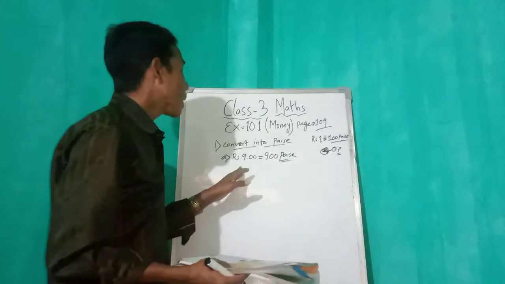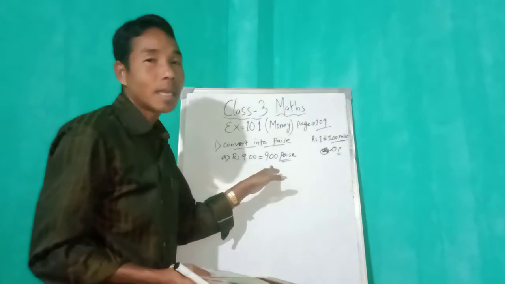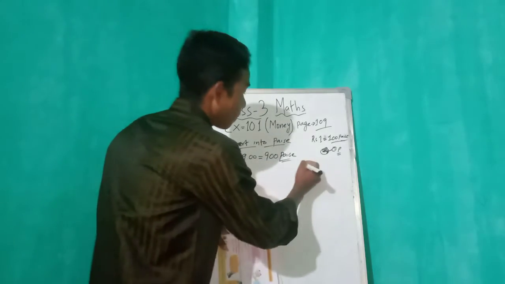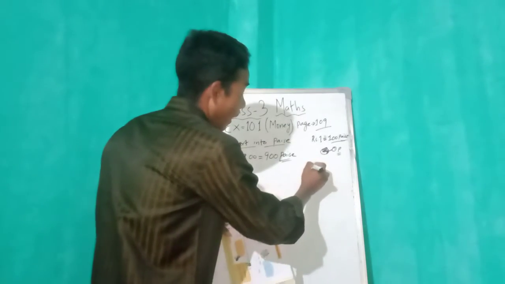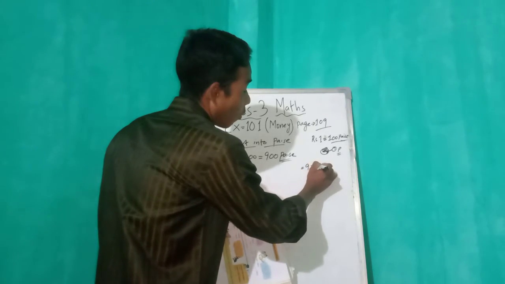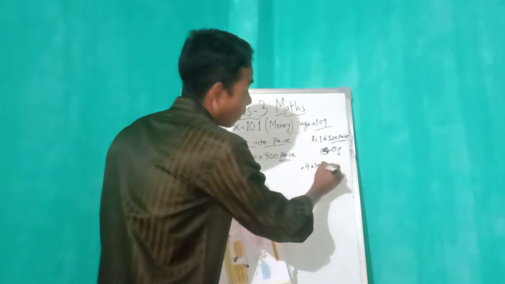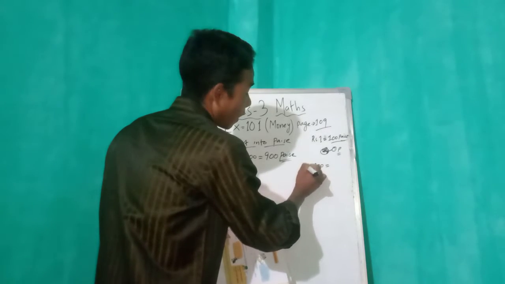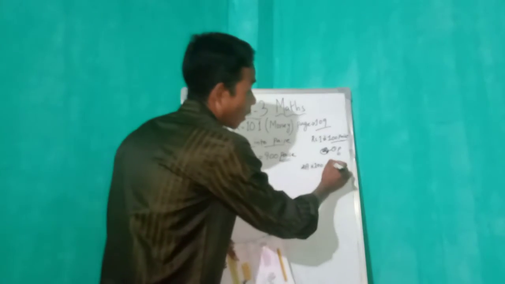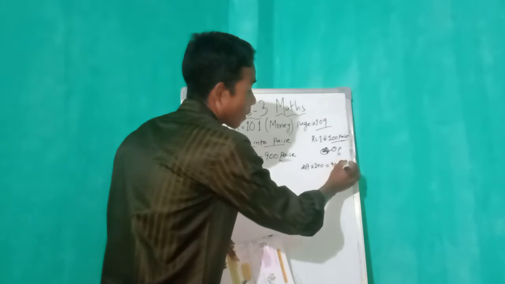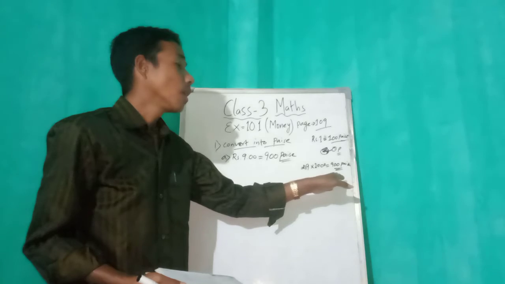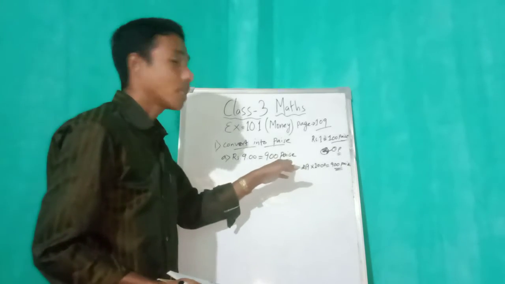So rupees 9 equals how many paise? 900 paise. How will it be? Look here, to make 9 into paise, 9 into 100 equals, see, rupees 9 into 100 equals 900 paise. So the answer we got is 900 paise.